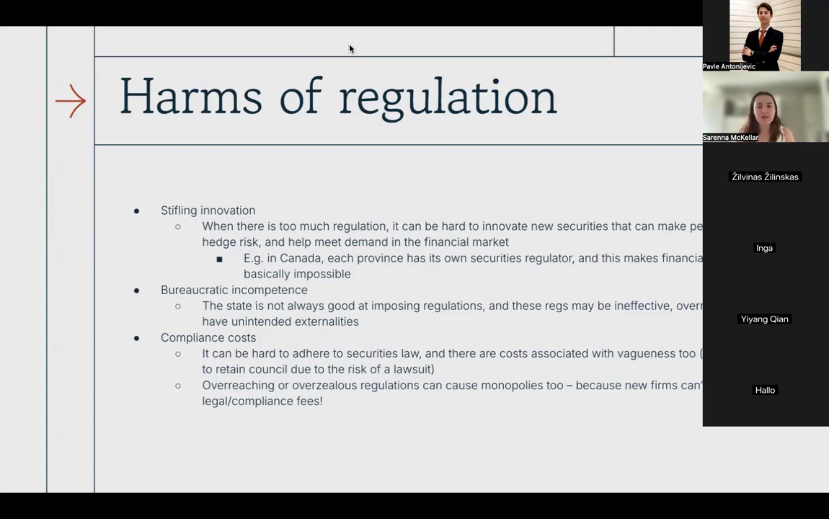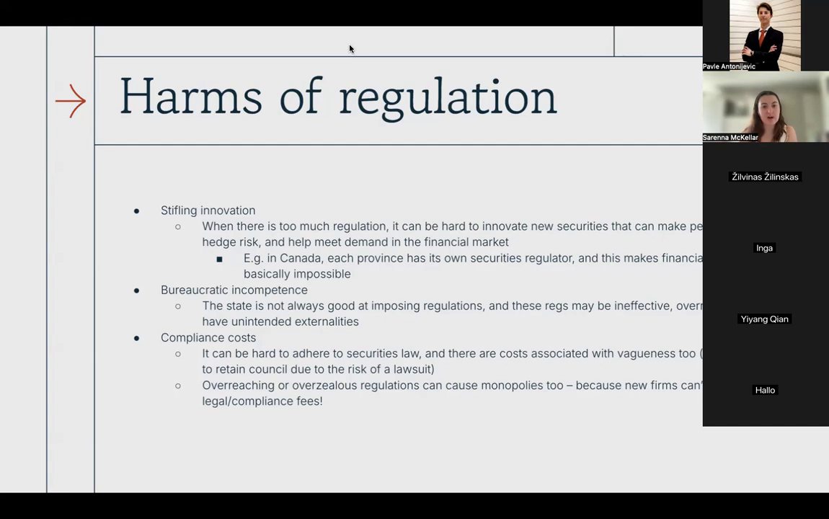And overreaching or overzealous regulations can cause monopolies too, because new firms can't afford the legal and compliance fees that come associated with making it to the market, or because it's very inefficient for them to do so. These things can scale. If you have a very, very big company, it might be relatively cost effective for you to hire a compliance department that oversees every single other department. But if you're a firm of 10 people, hiring one person to do compliance full time is obviously going to be quite a big cost on the company.